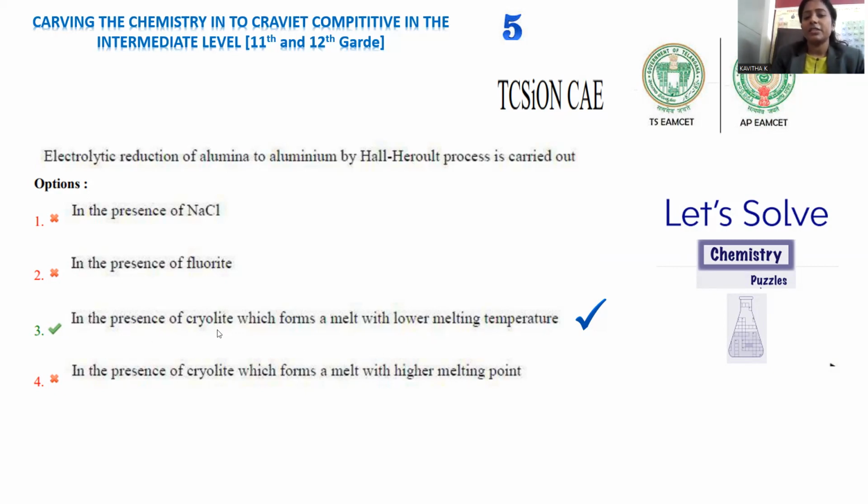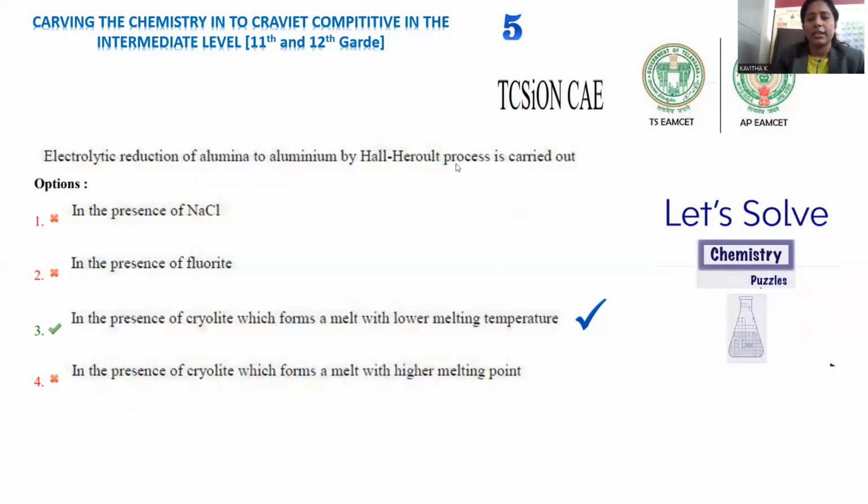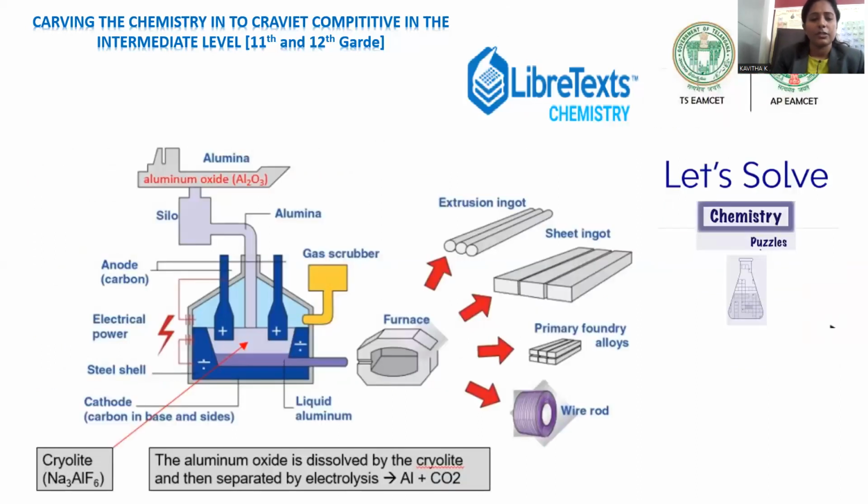Okay, in the presence of cryolite, which forms a melt, the melting point will be lowered. Let's see whether it is correct or not. This is what they are saying, the Hall-Héroult process. In the Hall-Héroult process, what will be the starting material taken? Alumina will be taken. Alumina is Al2O3, aluminium oxide, right?